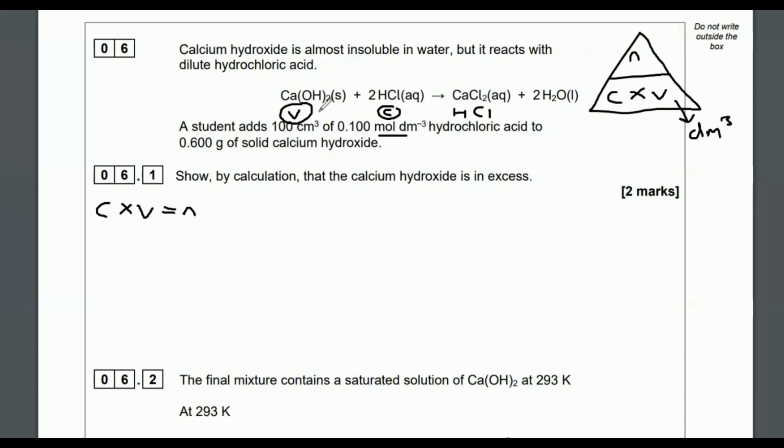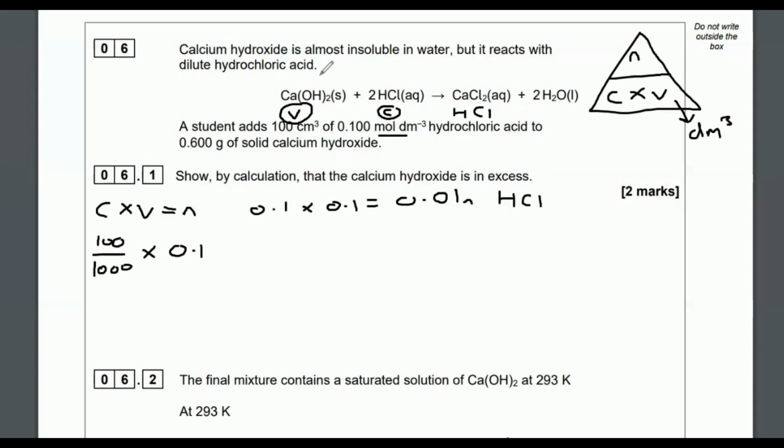So straight away, I'm going to do 100 over 1,000. Why am I doing that? Well, I want to convert that into decimeters. So 0.1 times the concentration. I put those in the wrong order, haven't I? 0.1. So essentially what we're doing is 0.1 times 0.1. We're going to get 0.01 moles of hydrochloric acid. So there's 0.01 moles of hydrochloric acid.